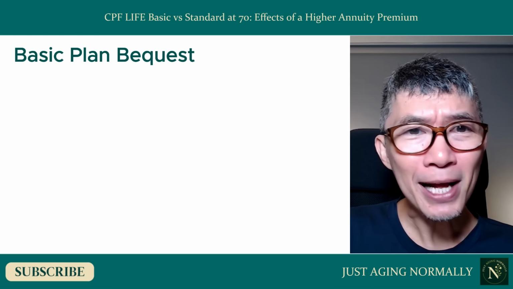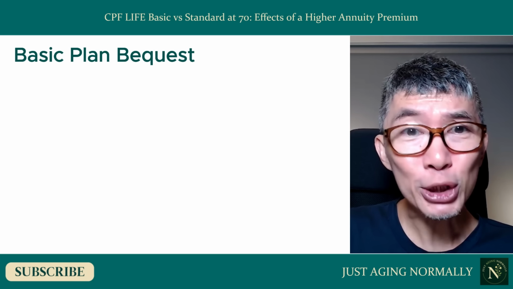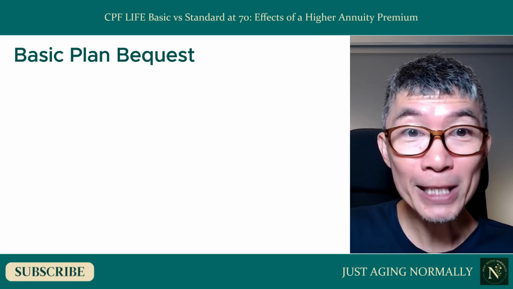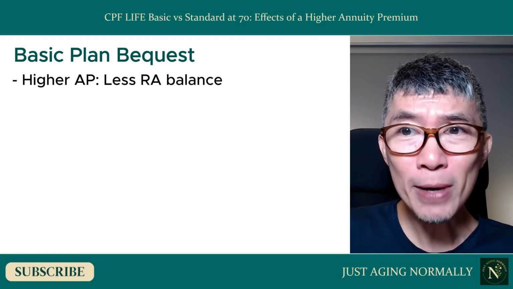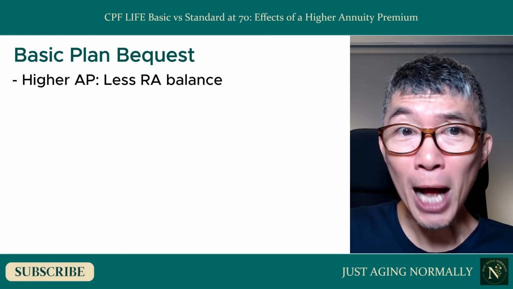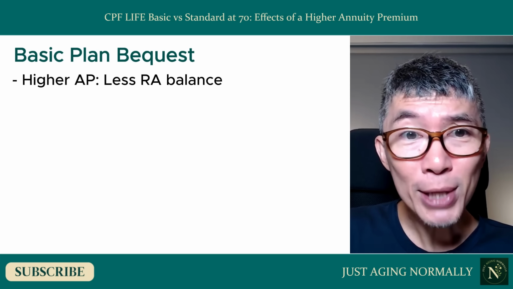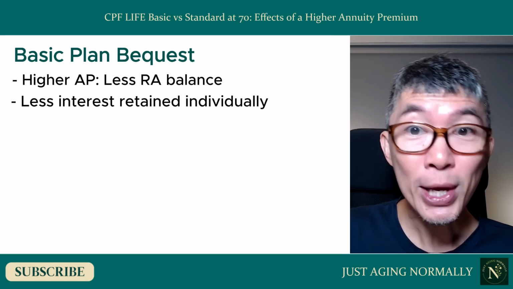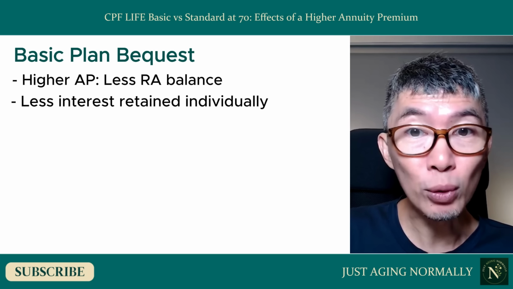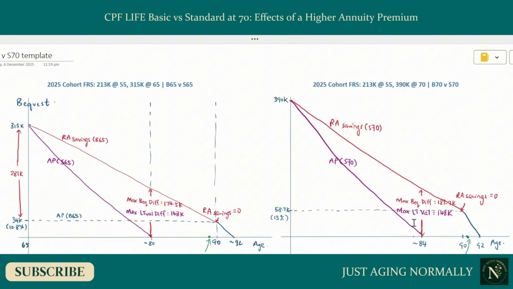The second thing is how the basic plan's mechanics change when the AP percentage rises. With more money going into the annuity premium, less remains in the RA savings. This means that less interest flows back to our individual RA accounts and more into the common pool. On the graph, this shows up very clearly. The B70 bequest line drops faster, behaving more like standard.